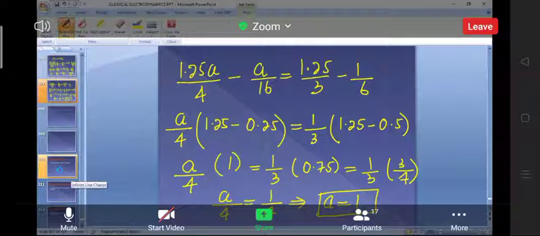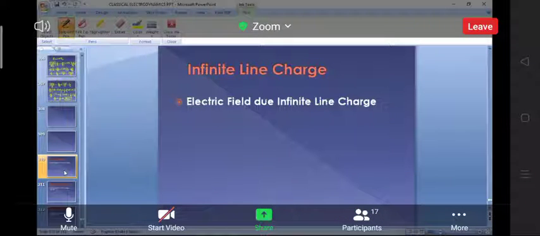Fine. Okay. Now let's switch to another type of example. Line charge. In this case, the electric field has cylindrical symmetry. Now you are supposed to calculate the electric field due to the infinite line charge. So let's try to calculate it, and then you can memorize the final result, which will simply be equal to k lambda by r.